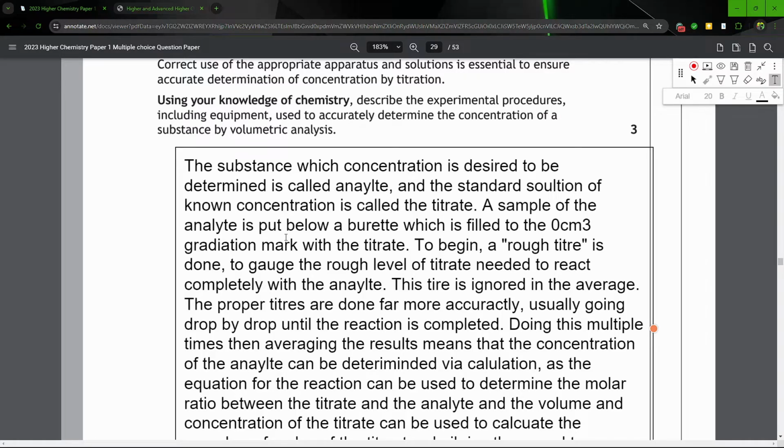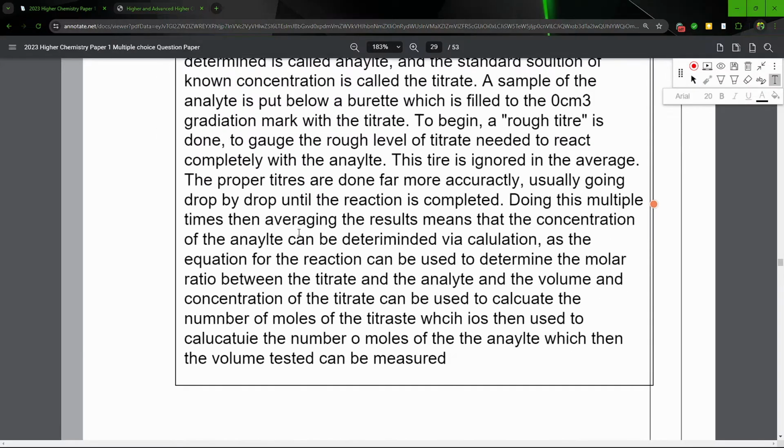Oh, that's enough. I need to talk about the graduation flat of the volumetric flask, don't I? And I'm slowly losing. Use the number of moles of the analyte, which can then be measured to calculate its concentration.